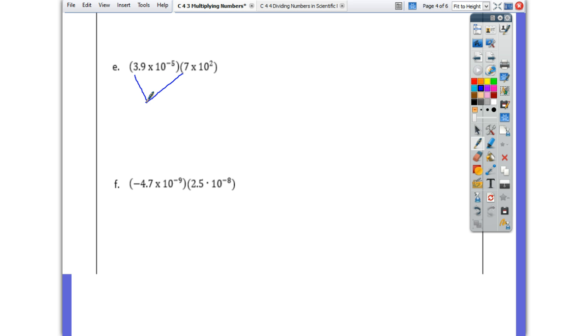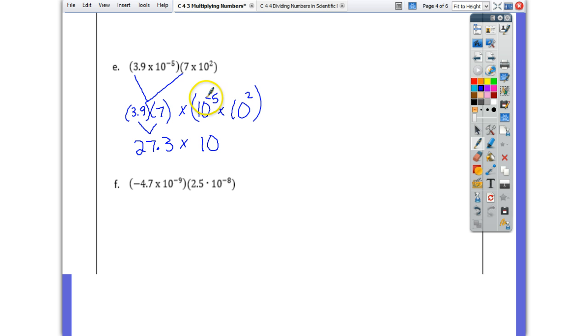Okay, we can push pause here. Okay, we're probably back. Now we will see how you did. 3.9 times 7, times, then we're going to rearrange them. We can go 10 to the negative 5 times 10 to the 2. Well, 3.9 times 7 is 27.3 times how many tens? 10 to the negative 5 plus 2 is a negative 3.